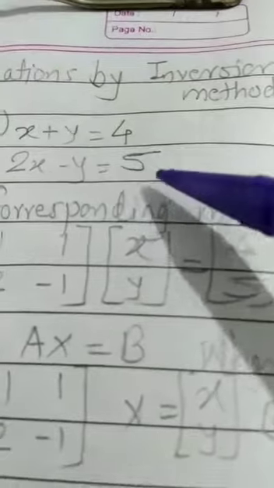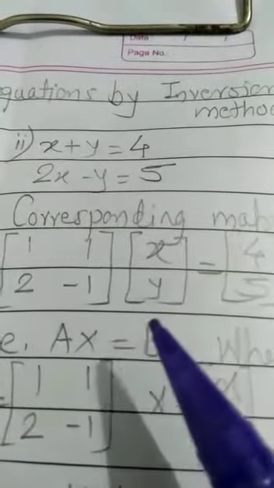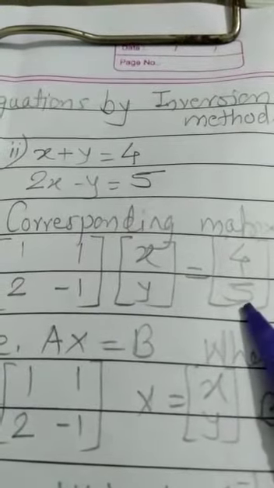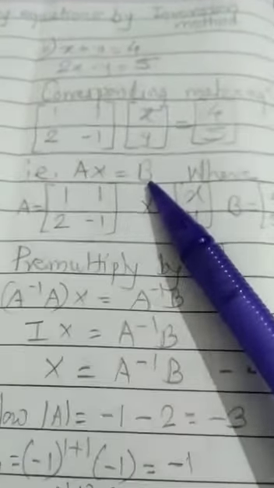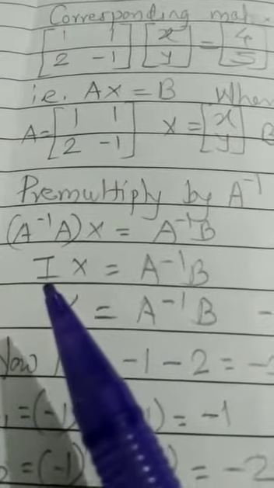Okay. Now the next question is x plus y equal to 4 and 2x minus y equal to 5. The corresponding matrix equation is 1, 2, 1, minus 1 will give you the matrix A. X, Y, which is the matrix of variables, will give you matrix X. 4, 5 is the matrix of constants, will give you matrix B. We will pre-multiply both the sides by A inverse. So A inverse into A will give you I, that is the unit matrix.